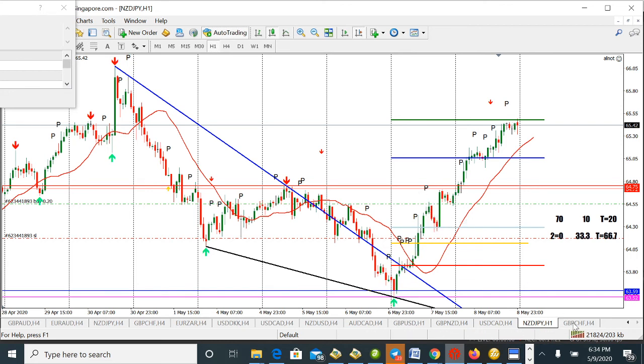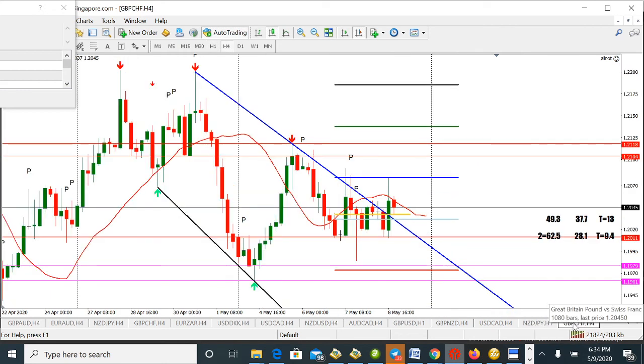Okay, let's take another one. Here is another typical example. Look at this one now. This candle that broke out is account number 1 here. Can you see? 37.7. I couldn't enter this market because this upper wick is too long for me.